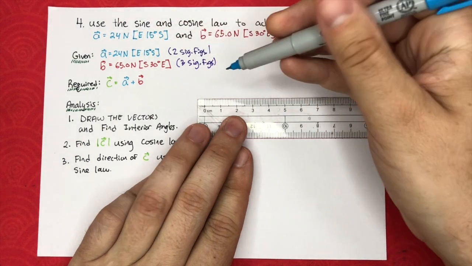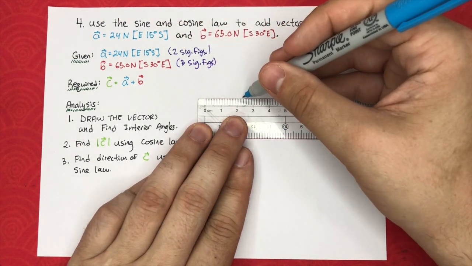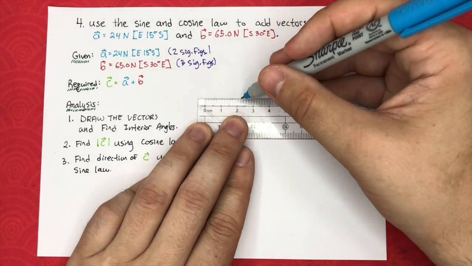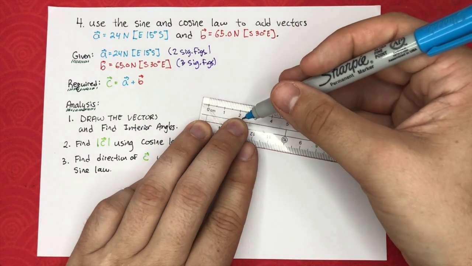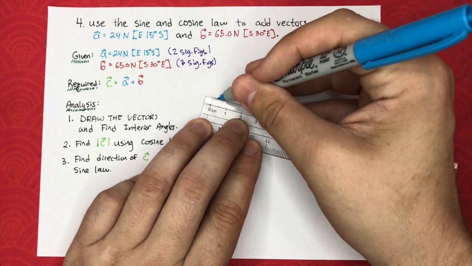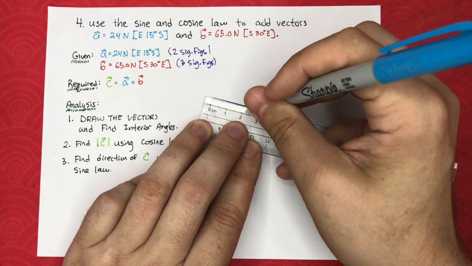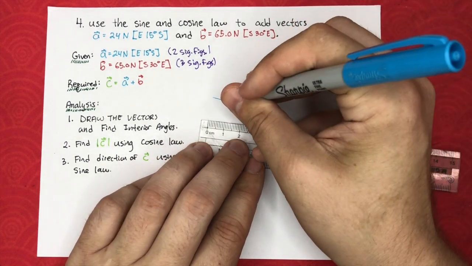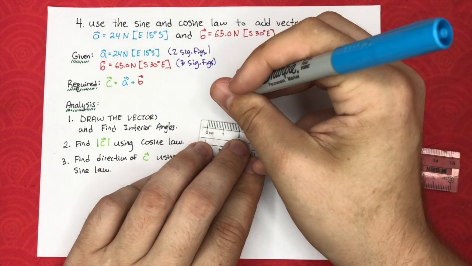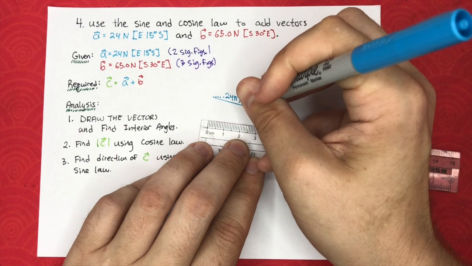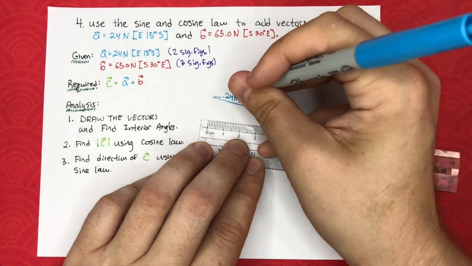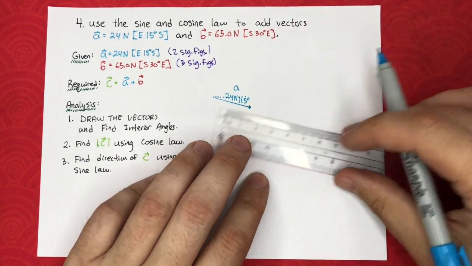So the first thing I'm going to do is take a look at vector A. I notice it's 24 newtons, so I'm going to draw about 2.4 centimeters. And we know that it starts off going east and about 15 degrees south. So I'm going to draw a vector that looks kind of like that. So that's 2.4 centimeters. I'll label that as 24 newtons. And if we notice something, this angle right here is 15 degrees. Okay, I'm going to call this side A.